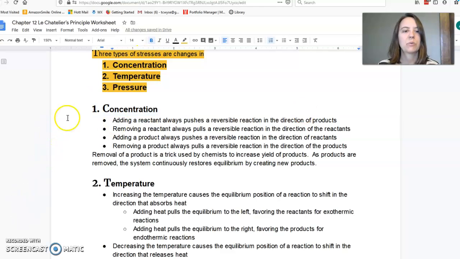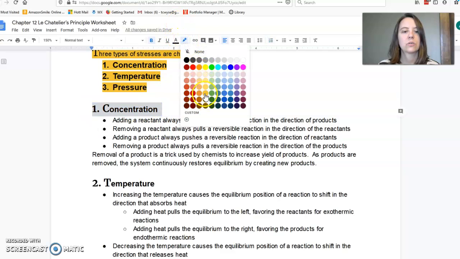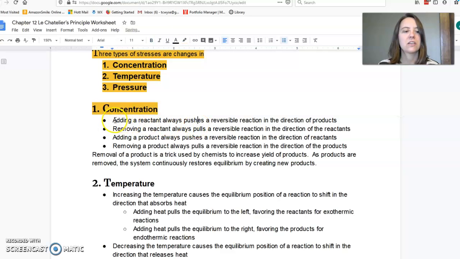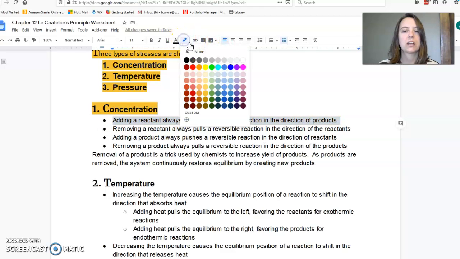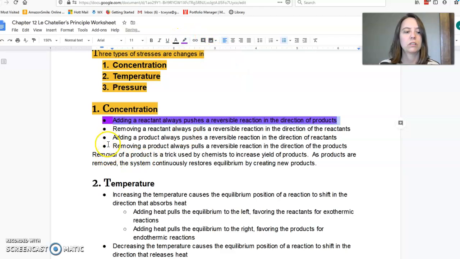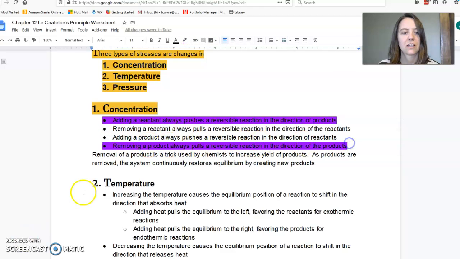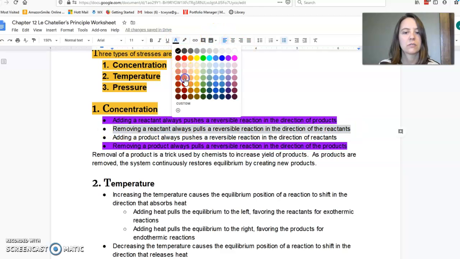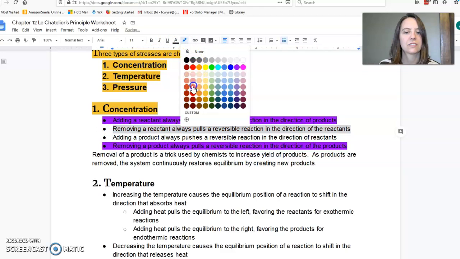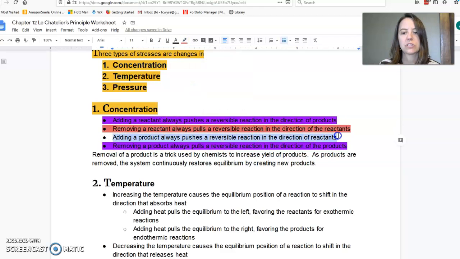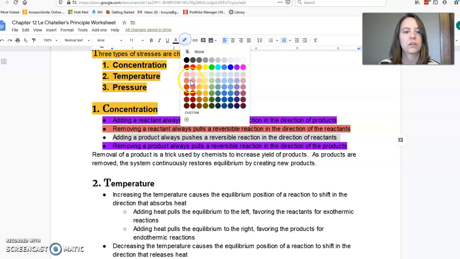Let's highlight some important parts here. We know concentration is one of the main ideas. The changes that shift it to a product, let's highlight purple. And the ones that shift it to the reactants, let's highlight red, a little bit lighter red. There we go. And adding a product pushes it in the direction of the reactants.